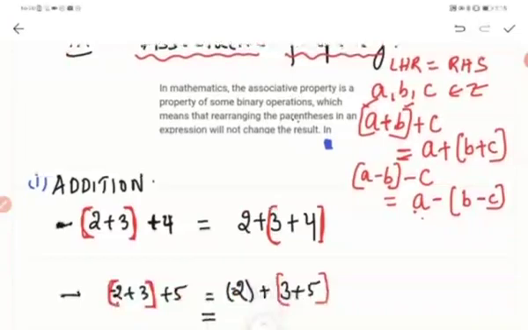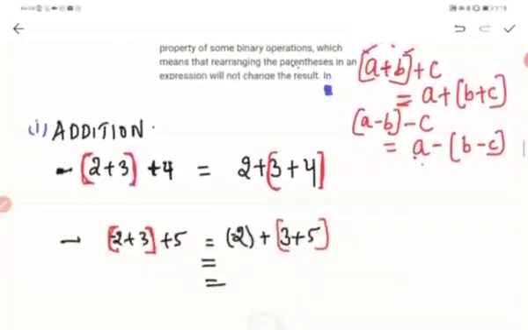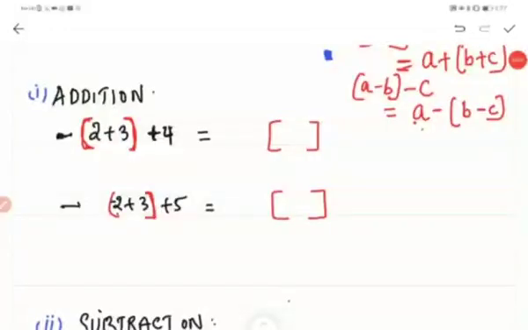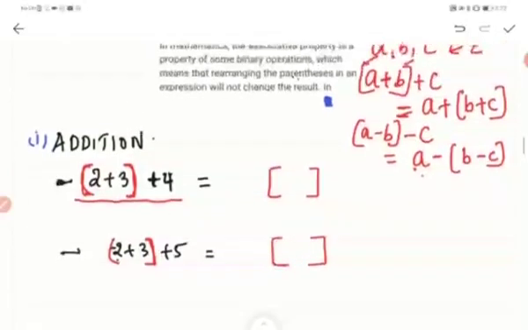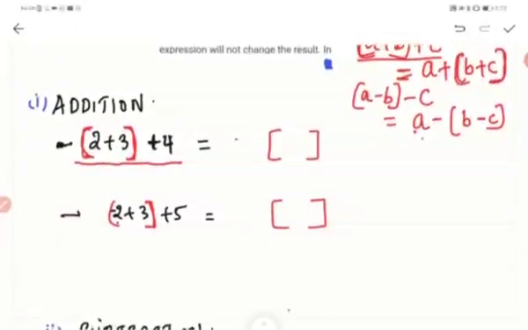Okay, let's see the associative property under addition. I took one example here, (2 plus 3) plus 4. Now I will shift this parenthesis as I had shown you here, A plus (B plus C), where it is shifted to B plus C. In the same manner, I will shift this parenthesis to 3 plus 4.